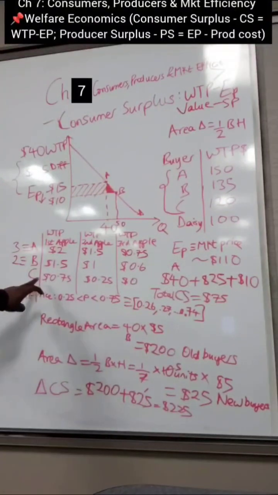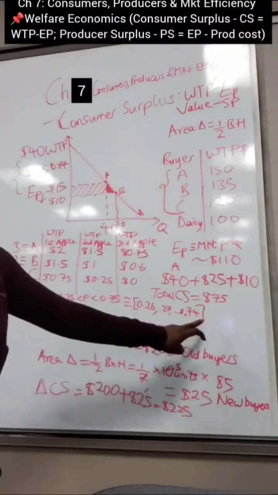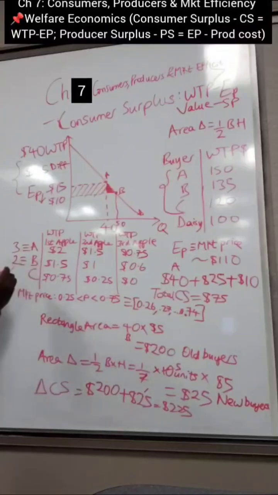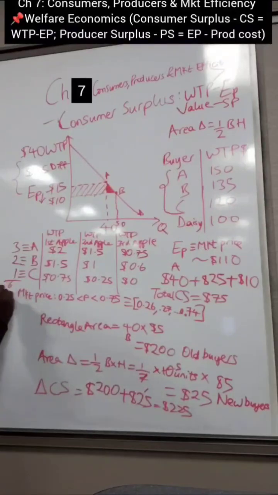How about consumer C? Consumer C has 75 cents willingness to pay, which is 1 cent above the market price. So she's going to buy, right? So that is 1. Consumer C only buys 1 apple. So therefore, the total apples being demanded in this market is going to sum up to 6.